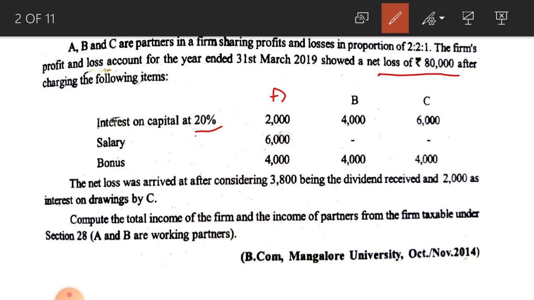Only for A they are giving salary 6,000 and bonus 4,000, 4,000 and 4,000. In this problem all three partners are not working partners. See the last sentence, that is A and B are working partners. So here allowed items which you have to add back is salary of only A and B. Let us note that while solving the problem.